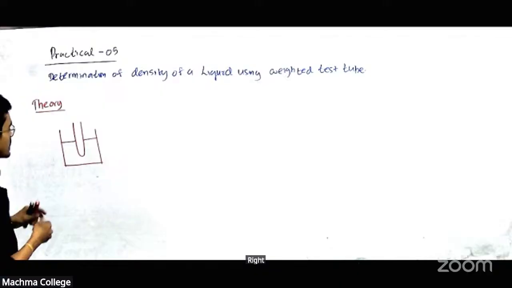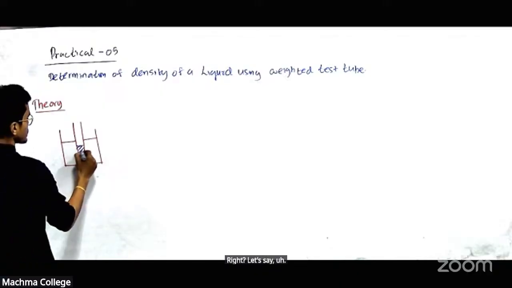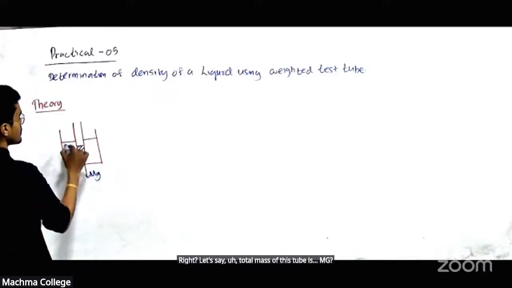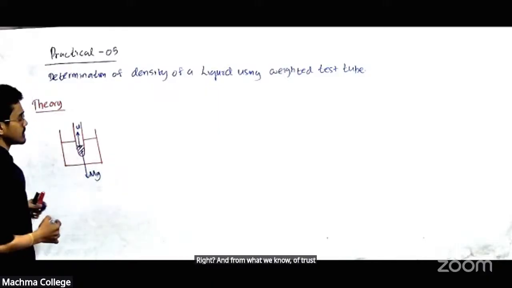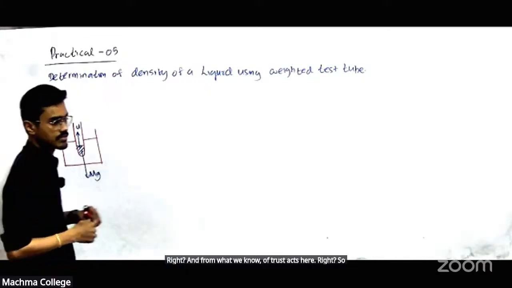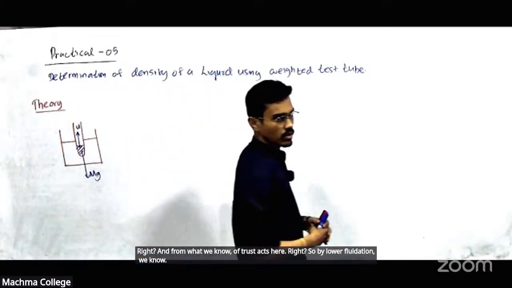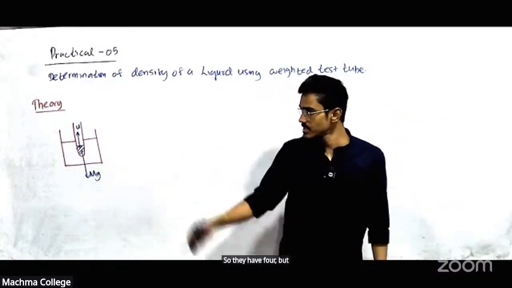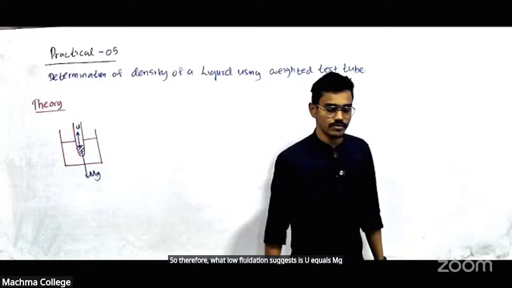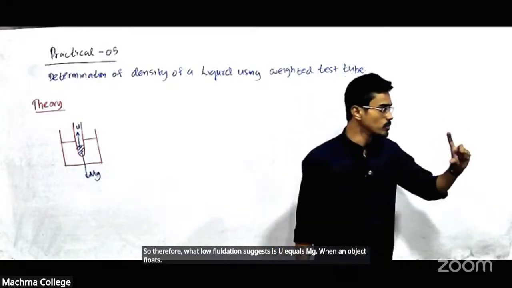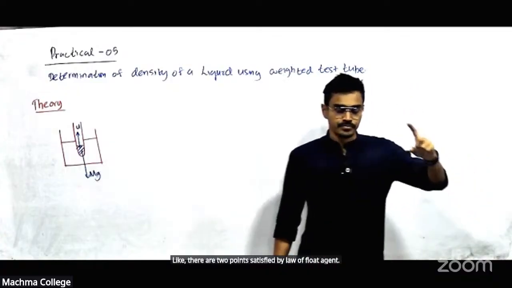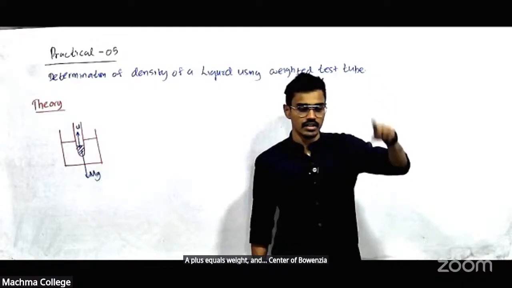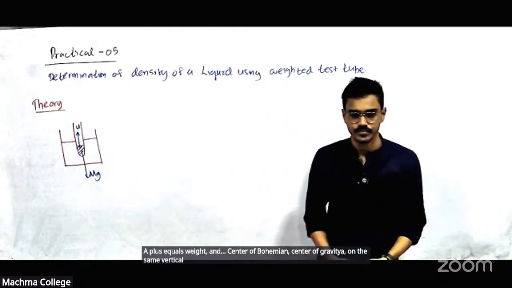Let's say the total mass of this tube is mg, right? And from water we know upthrust acts here, right? So by law of flotation we know this is in vertical equilibrium. So what the law of flotation suggests is U equals mg when an object floats. There are 2 points satisfied by law of flotation: upthrust equals weight, and the center of buoyancy and center of gravity are on the same vertical line.